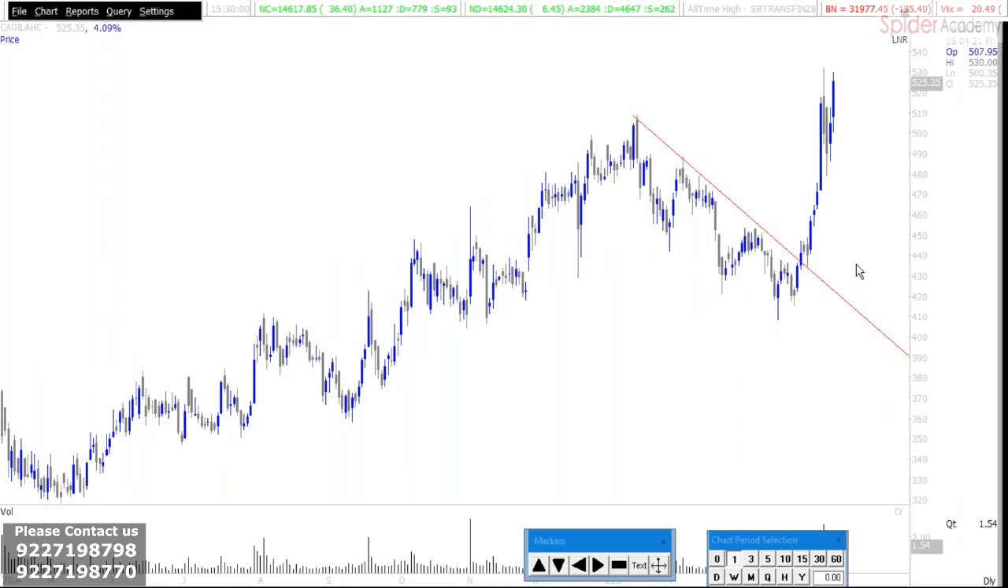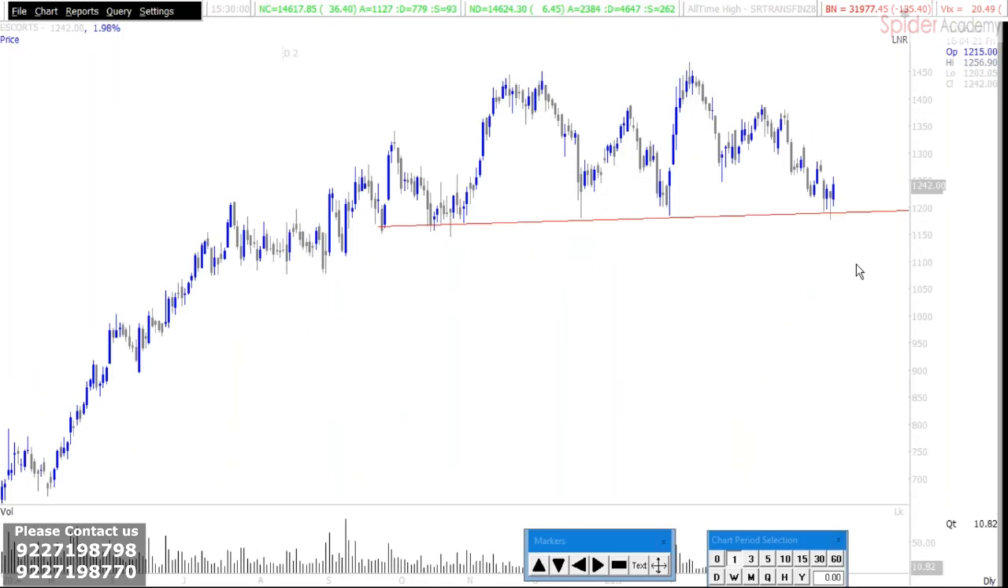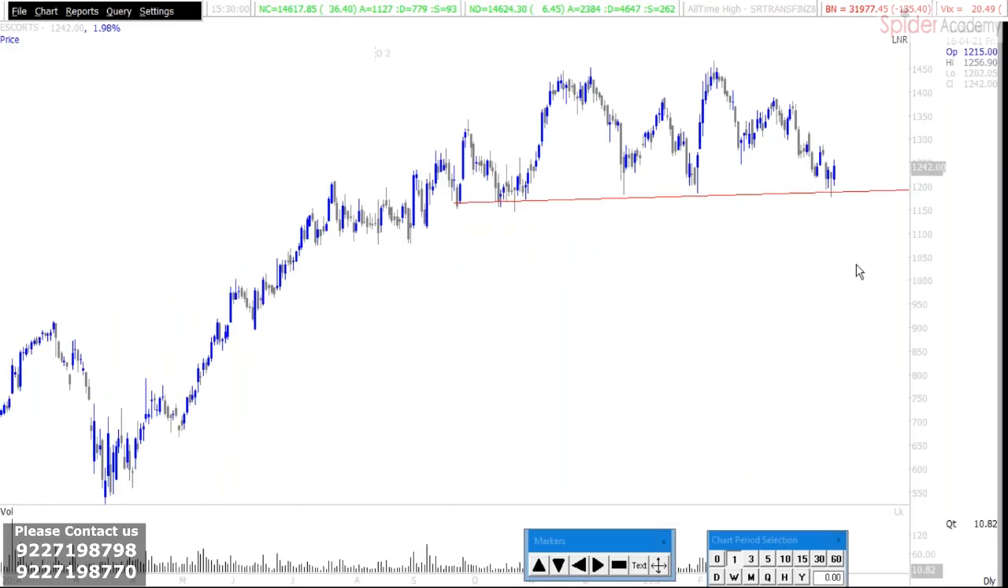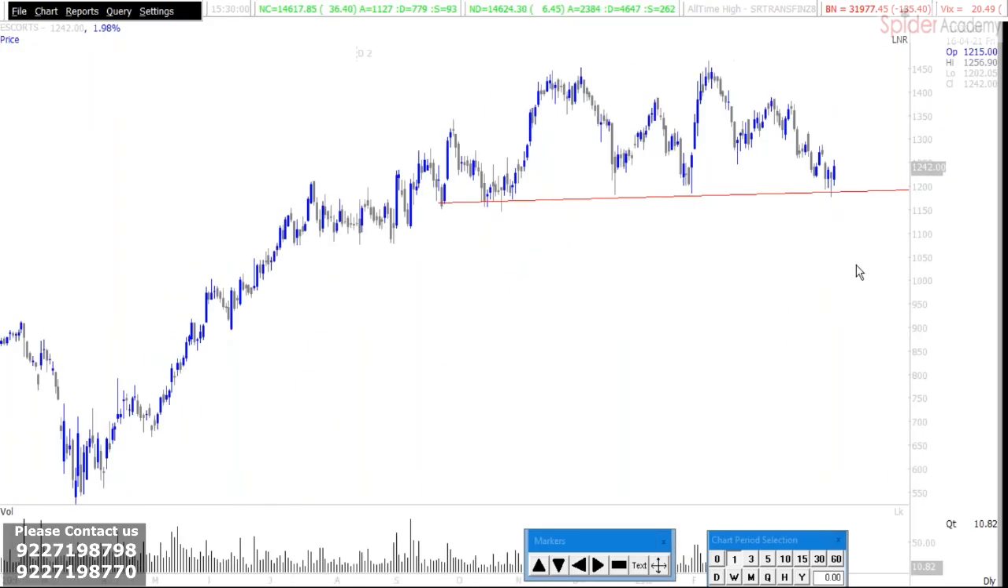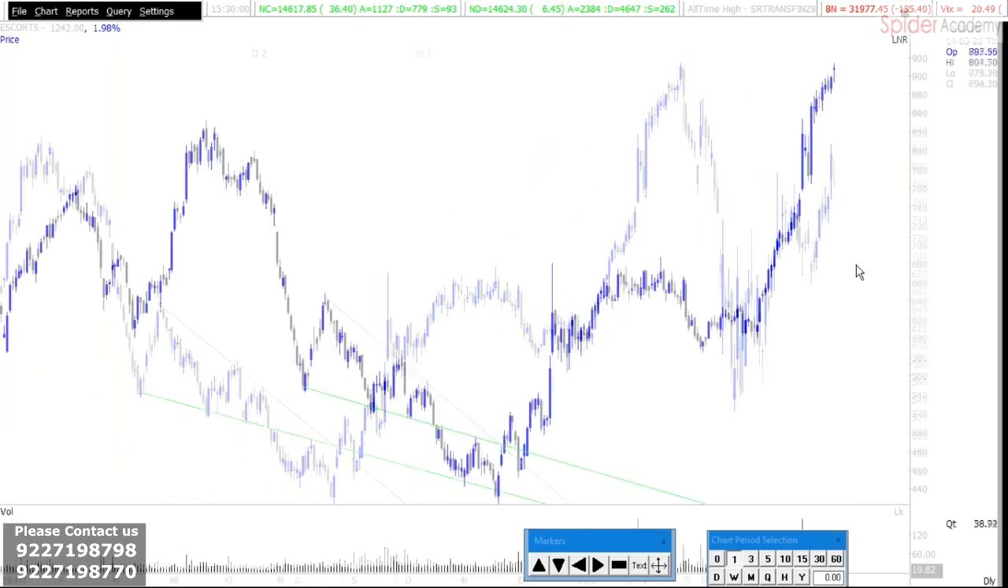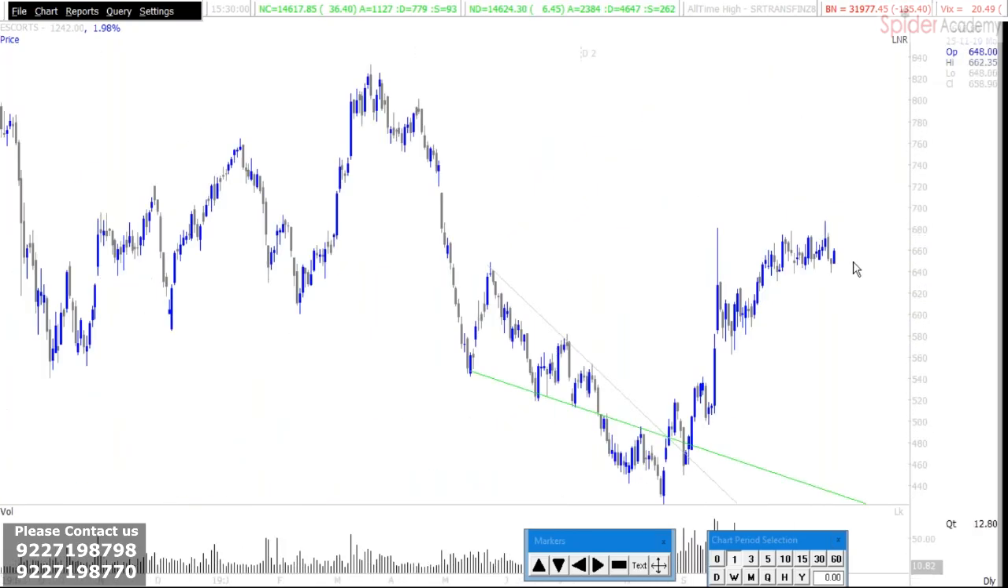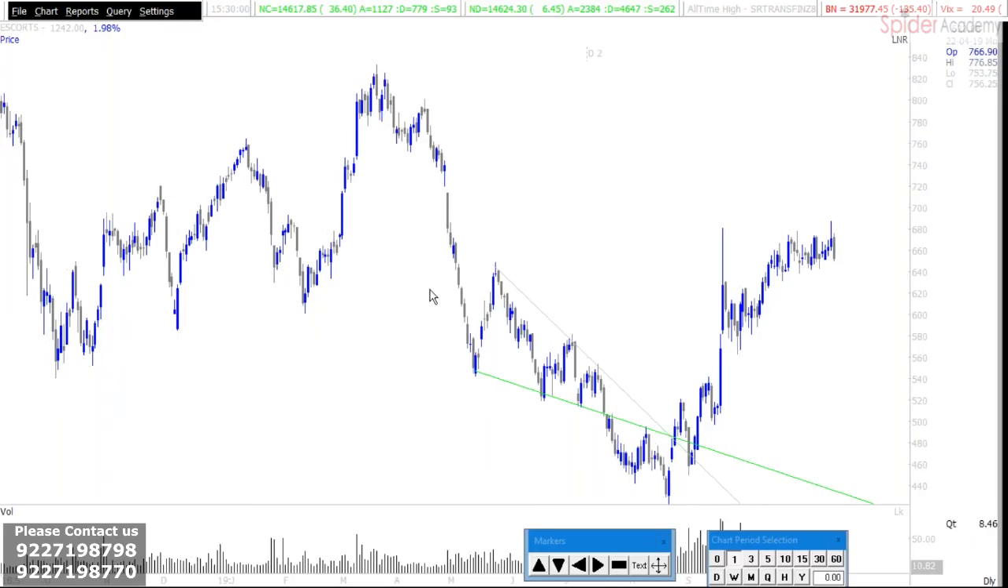Okay, now a few more charts. Okay, Escorts. So in Escorts, as you can see, there is kind of a support line which is there, and then let me just see. Okay, so there was.